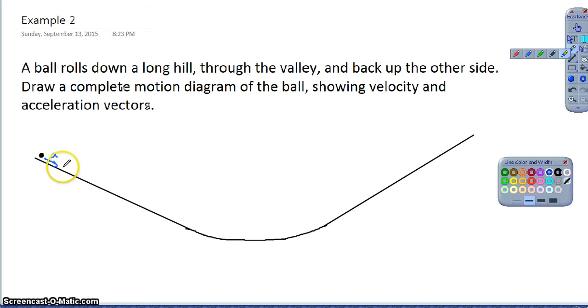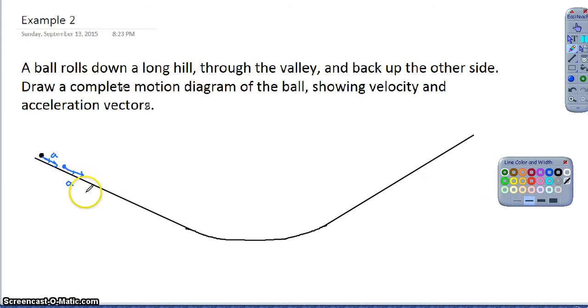Sometime later, so maybe the ball is now here, at some instant later, it's going to have the same acceleration going down the ramp. And how do I know it's the same acceleration? Well, the angle of the ramp, the angle of the slope here hasn't changed. And so since gravity is constant and the angle is constant, I know that acceleration should be the same. I know mine aren't perfect, but those two should be about the same length.